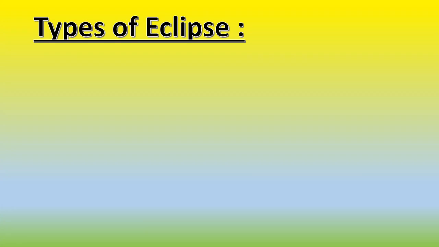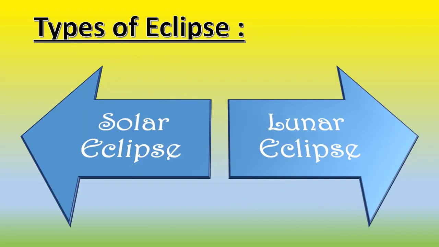There are different types of eclipses. They are broadly divided into two types, namely solar eclipse and lunar eclipse.